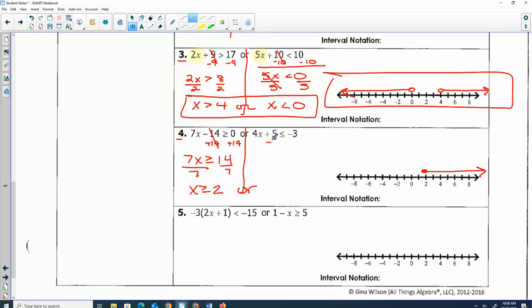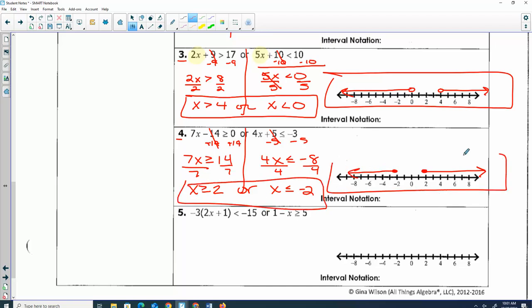Next one, if we subtract our 5, you get 4x is less than or equal to -8. Divide by 4, so x is less than or equal to -2. Closed circle at -2, less than goes to the left. Again, you have to have the solution and the graph, both parts. Any questions on those?